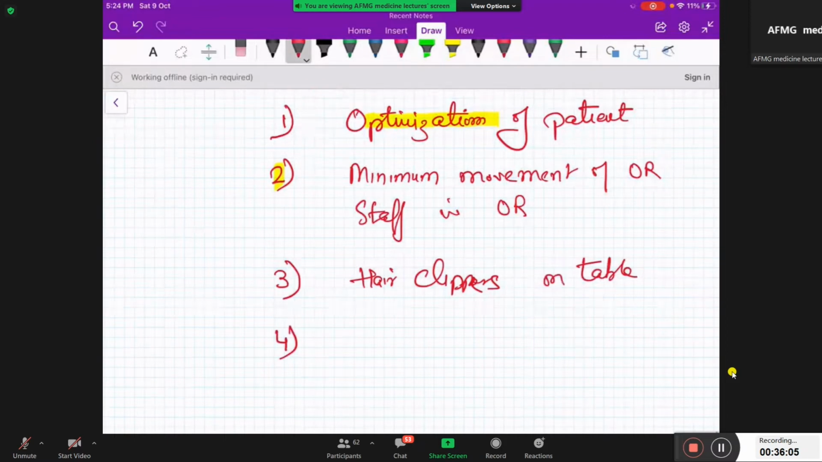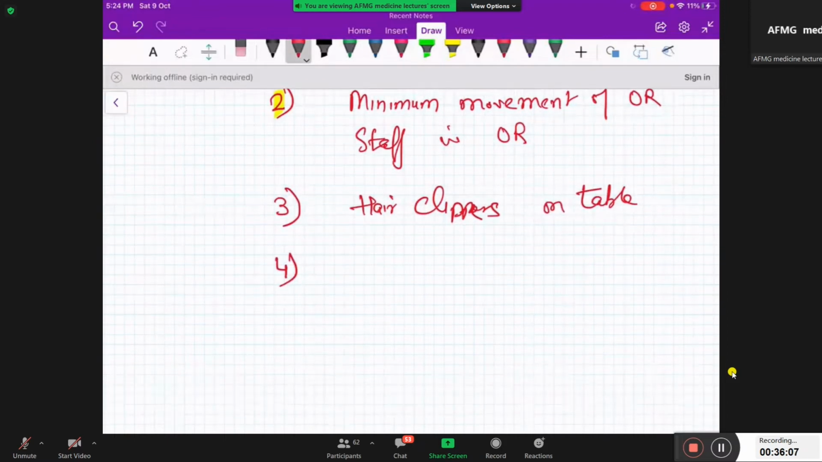Then you all must have seen that the surgeon scrubs before the surgery. How the surgeon should scrub, what should he use for scrubbing, and for how long he should scrub. The water should run from the tip of the fingers to the elbow, never from elbow to the tip. You all have seen the surgeon stands like this. So for how long, what should he use for this scrubbing?